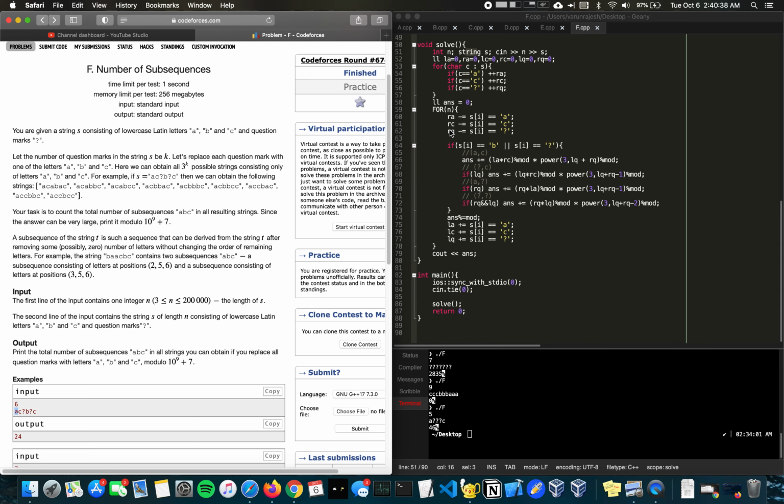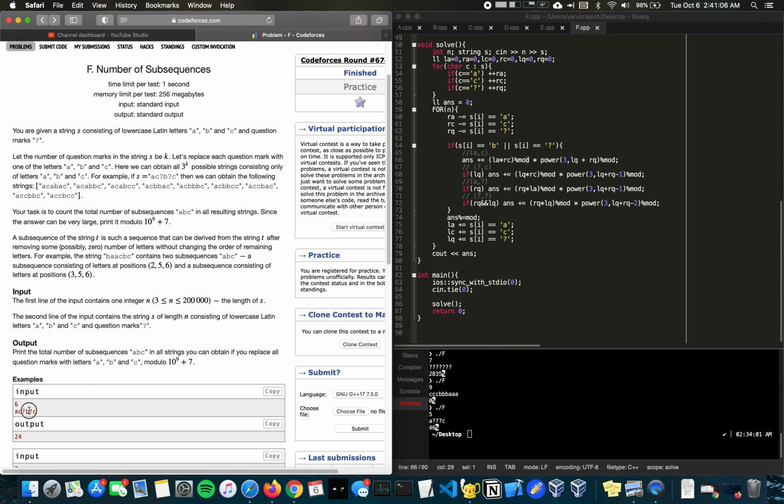Now we check if the current character we're on can be a B. That means it's either a B or a question mark, because a question mark can be a B. So then we look at the four cases. We find the number of A's on the left, the number of C's on the right, and then we mod that because we don't want an overflow, and then we times that by 3 to the power of the number of available question marks. Why is that?